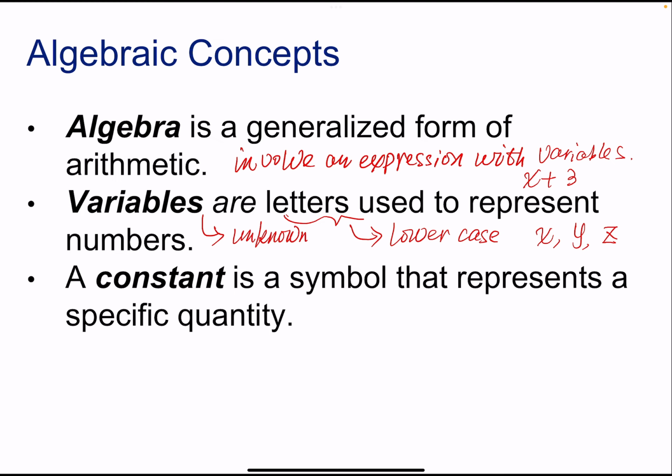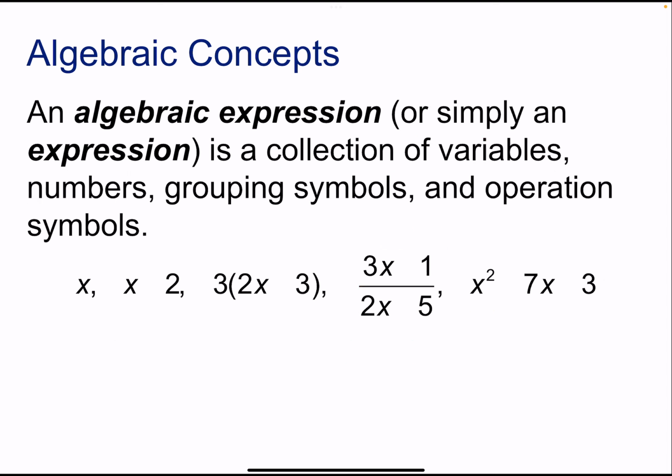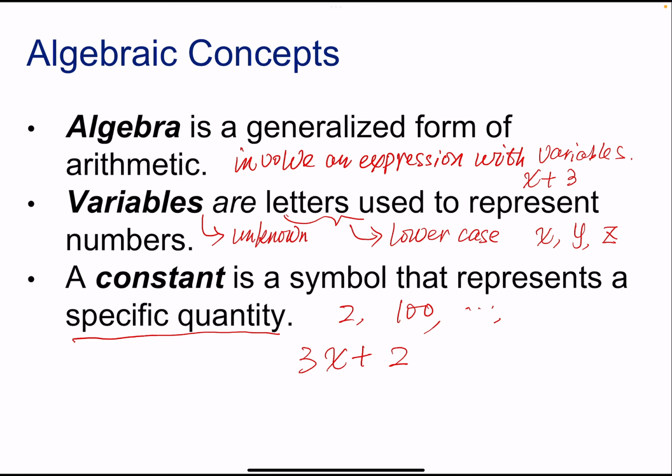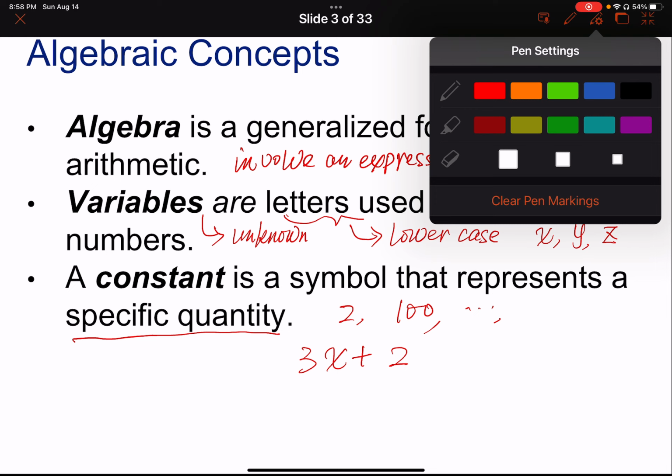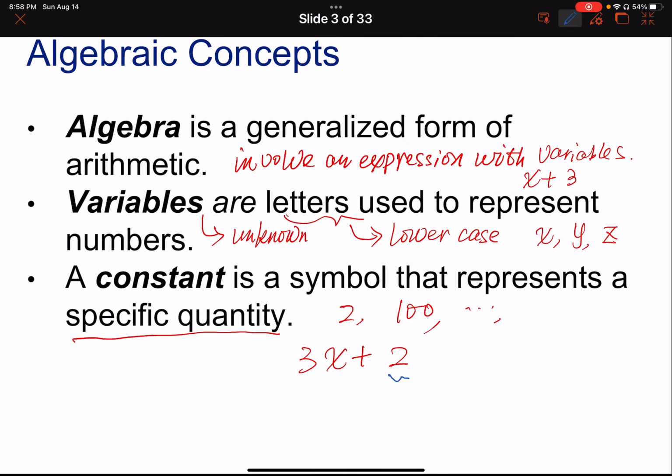A constant is just a number, right? A specific quantity, 100, and so on. So, for example, 3x plus 2: the 2 here is a constant, and x is a variable, and 3 is the so-called coefficient.